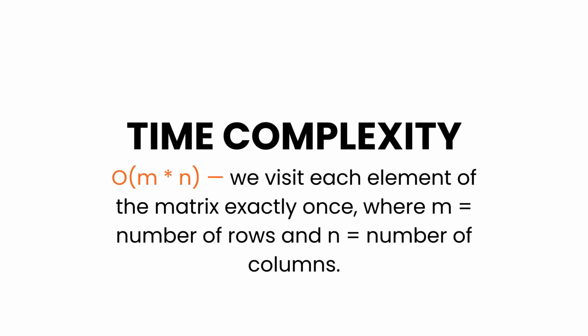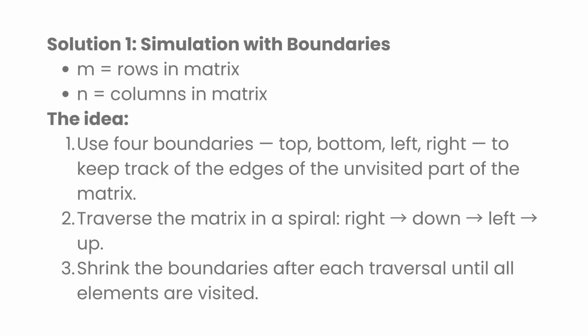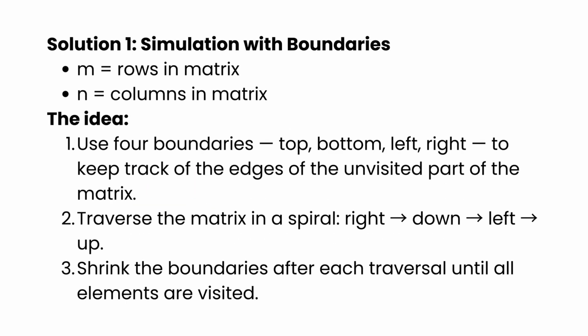In the worst case, the time complexity of this algorithm is O(MN). We visit each element of the matrix exactly once, where M is the number of rows and N is the number of columns. Now, let's look at the idea behind this solution.